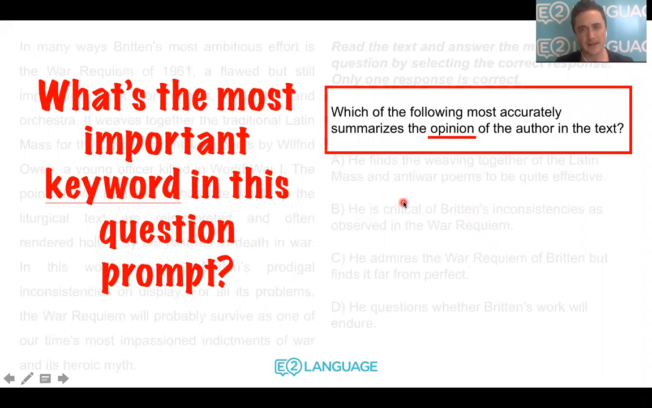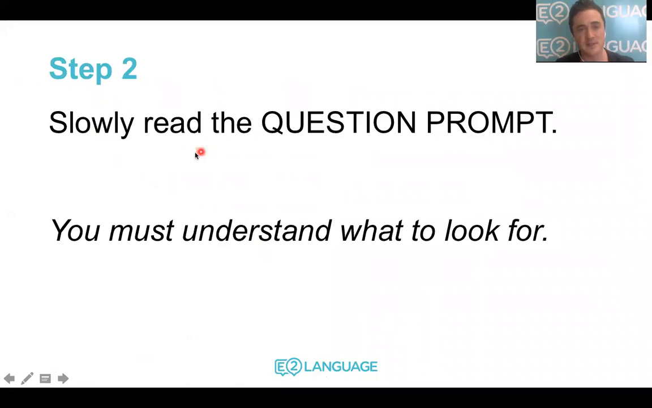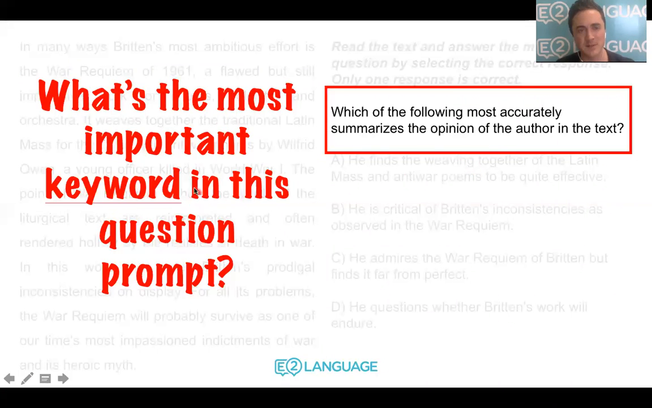So let's go back because I've sort of forgotten what the step was. All right. So step two was slowly read the question prompt. You must understand what to look for. So here's the question prompt. What's the most important keyword in this question prompt? The most important keyword is opinion. So that's what you'll be looking for in the text. You'll be looking for an opinion. You're not looking for a summary. You're not looking for an author. You're not looking for a text. You're looking for an opinion.